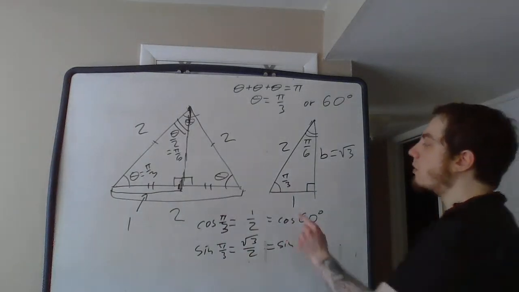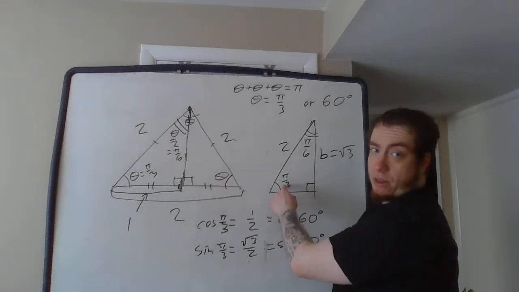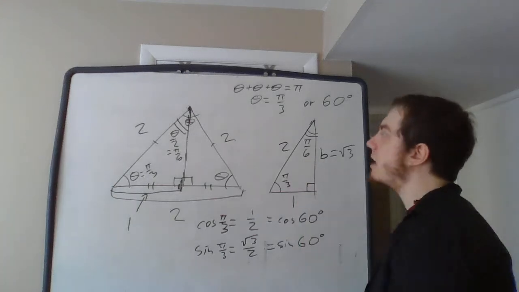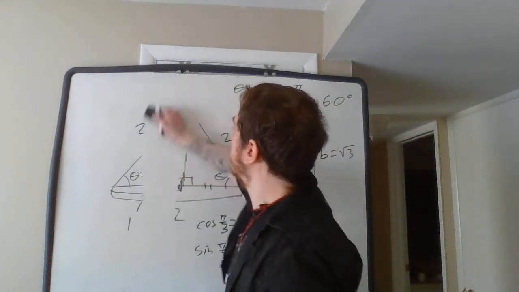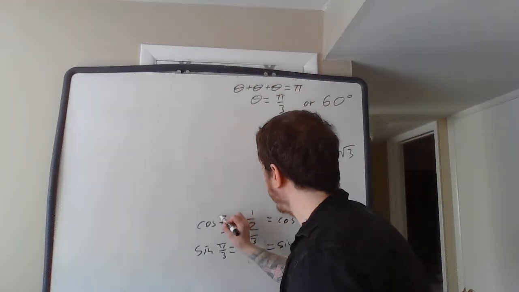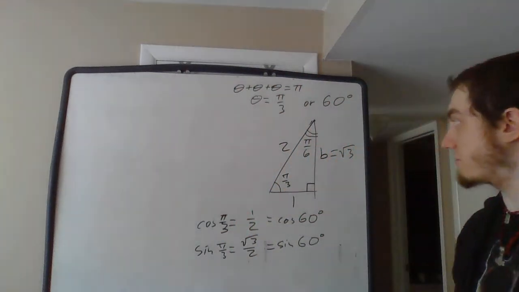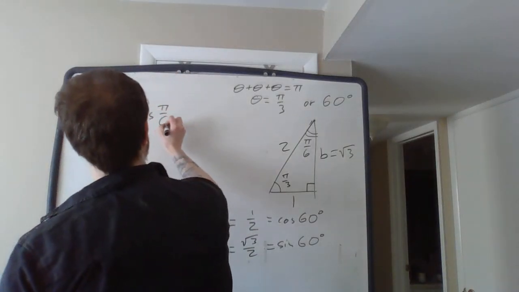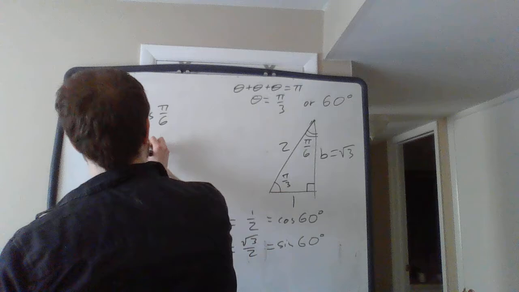But we can get more than just this pi over 3 angle out of this triangle. We can actually get the pi over 6 as well, because that's an angle on here too. Let me erase this original triangle, and we'll start writing that down. Whoops, I have accidentally erased my cosine pi over 3 as well. Okay, so cosine of pi over 6 and sine pi over 6.